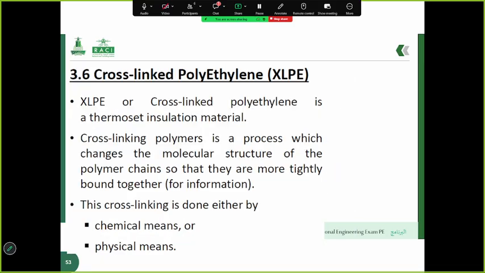Based on this slide, we can now discuss cross-linked polyethylene, commonly known as XLPE. So this material is classified as a thermoset insulation material. The key to its properties lies in the process of cross-linking, which changes the molecular structure of the polymer chains, binding them more tightly together.